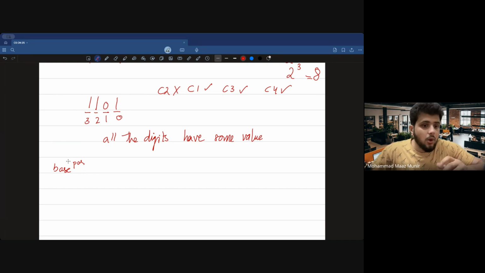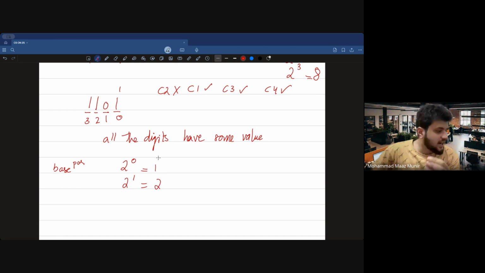So the base, what number are we dealing with? We are dealing with binaries. Now, binary is 2. 2 raised to power 0 is 1. So the 0th position of the binary value, which is the most right element, will have the value 1. When I do 2 raised to power 1, it's going to be 2. So the first element will be having the value 2.